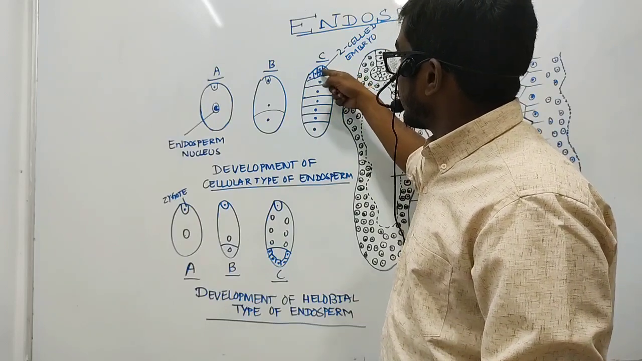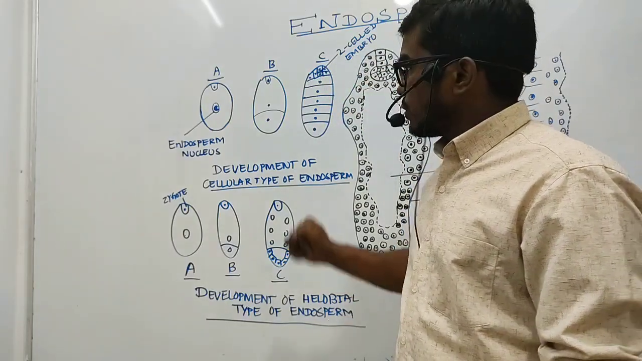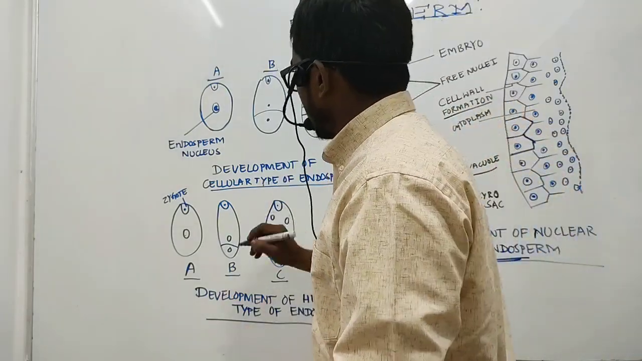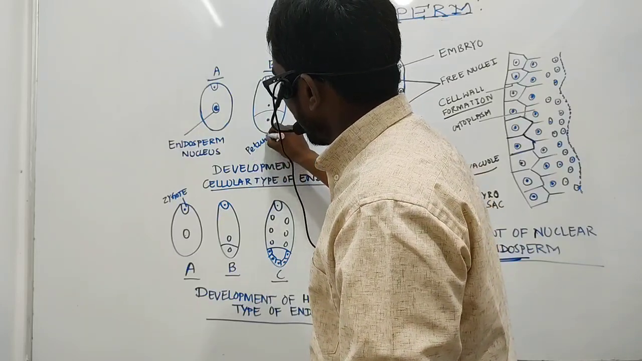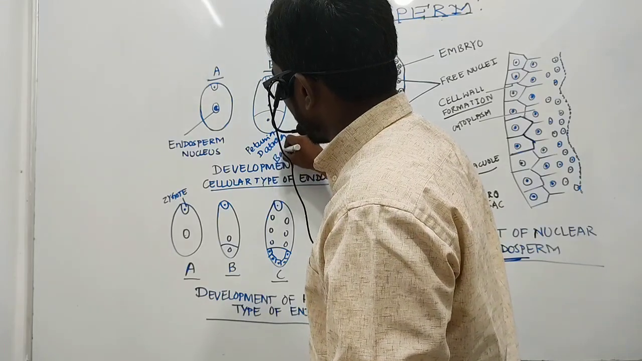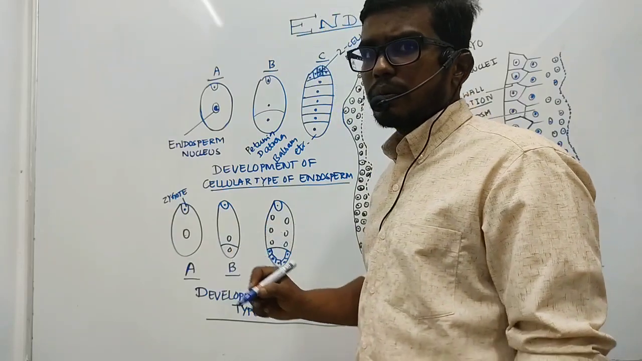As I said, meanwhile, the zygote keeps developing into the embryo. This type of cellular endosperm formation can be seen with respect to petunia. It can also be seen in datura and also in balsam. So there are so many other important plants we need to remember.